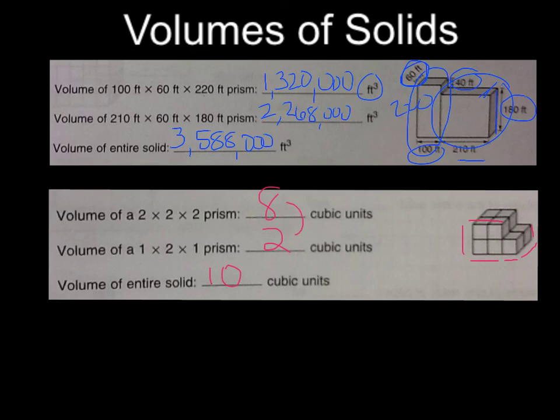With this type of figure, if you can visualize the squares that fall in the back of the figure, you can almost just count the squares to find your volume.